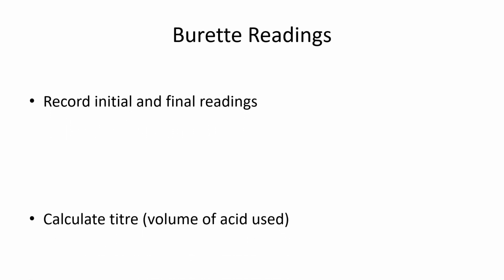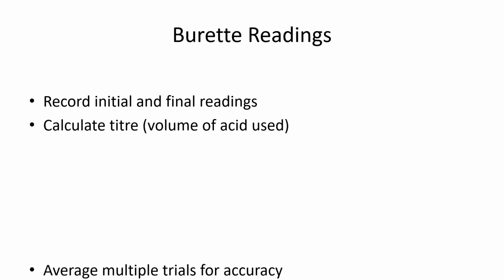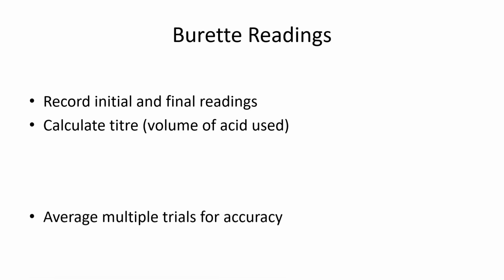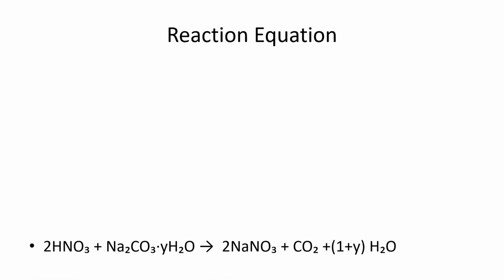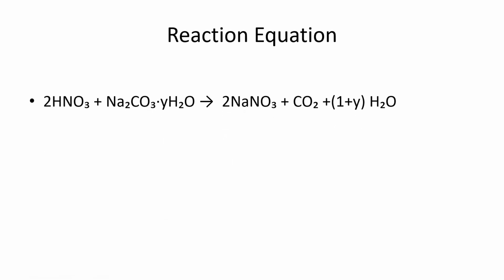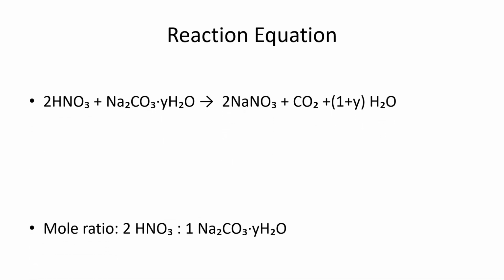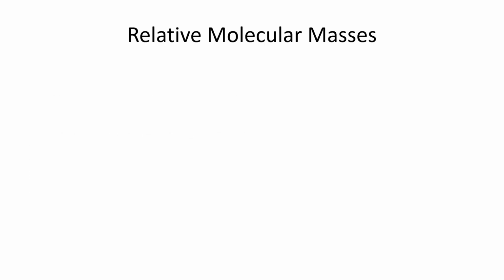I repeat, orange. From multiple trials, we record the initial and final burette readings to determine the volume of acid used. Averaging consistent titers ensures accurate calculations. The reaction between the acid and the sodium carbonate releases carbon dioxide and water. You'll recall that a mole ratio is involved, 2 moles of acid reacting with 1 mole of sodium carbonate, unknown number of hydration. Using this, we can calculate the relative molecular mass of sodium carbonate.